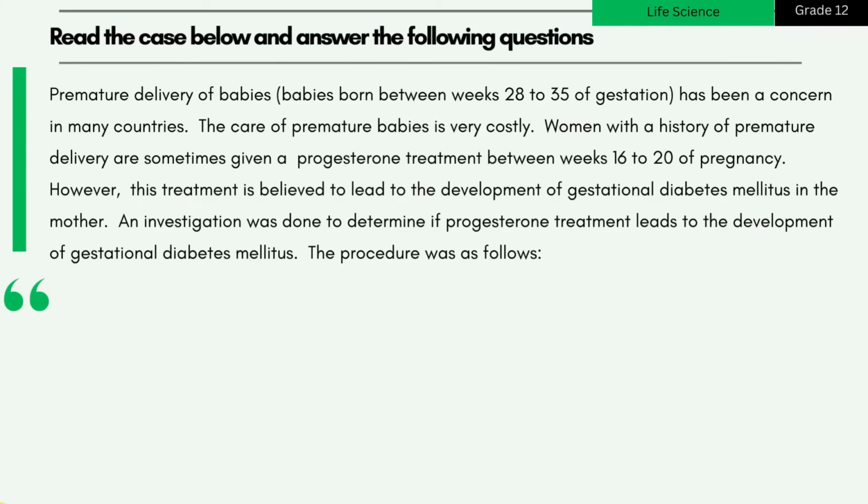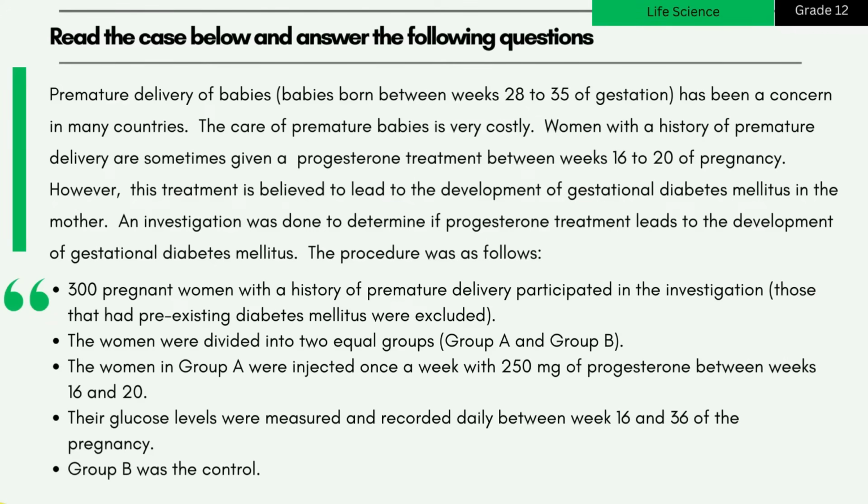An investigation was done to determine if progesterone treatment leads to the development of gestational diabetes mellitus. The procedure was as follows. 300 pregnant women with a history of premature delivery participated in the investigation. Those that had pre-existing diabetes mellitus were excluded. The women were divided into 2 equal groups, Group A and Group B.